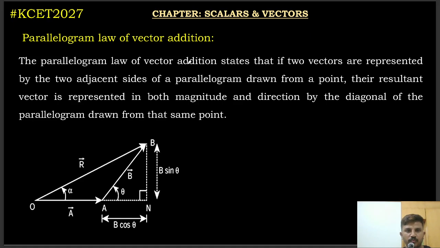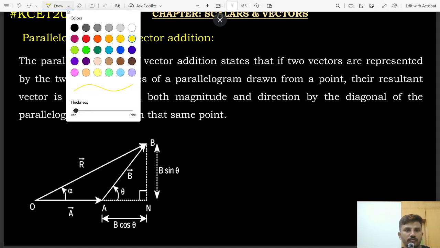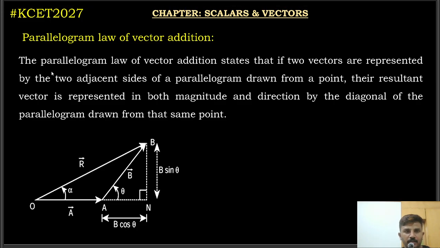Okay, now first of all, what does the parallelogram law of vector addition say? According to the parallelogram law of vector addition, if two vectors are represented by two adjacent sides of a parallelogram drawn from a point, their resultant vector is represented in both magnitude and direction by the diagonal of the parallelogram drawn from that point.